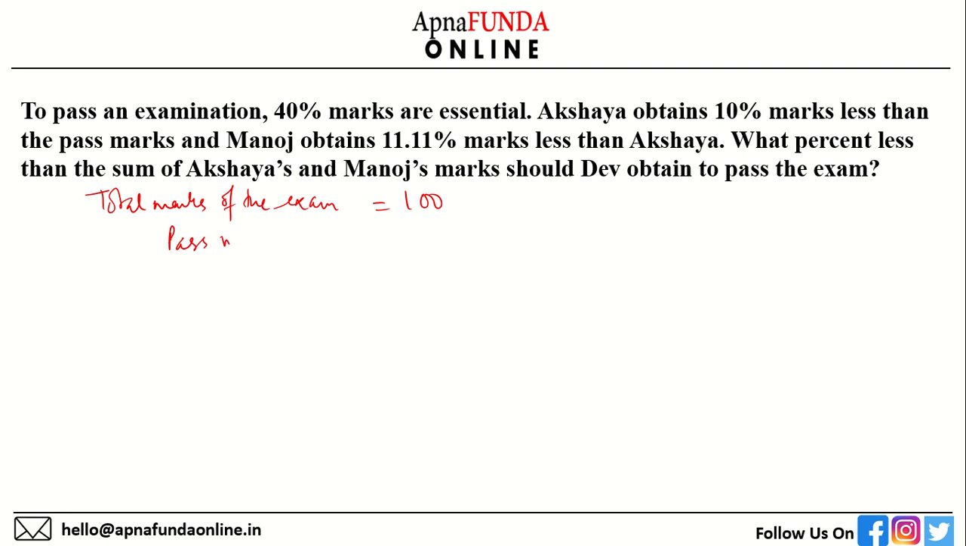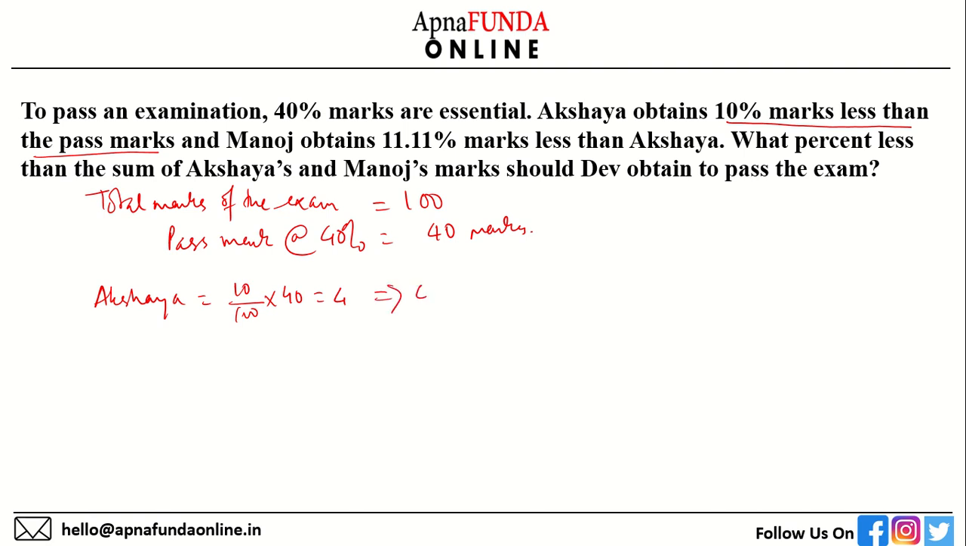So pass mark, which is at 40%, becomes 40 marks. So 40 marks is the passing marks. Akshay is obtaining 10% marks less than the pass marks. So 10% of 40 is 4. 40 minus 4, so he gets 36. Akshay's mark is 36.